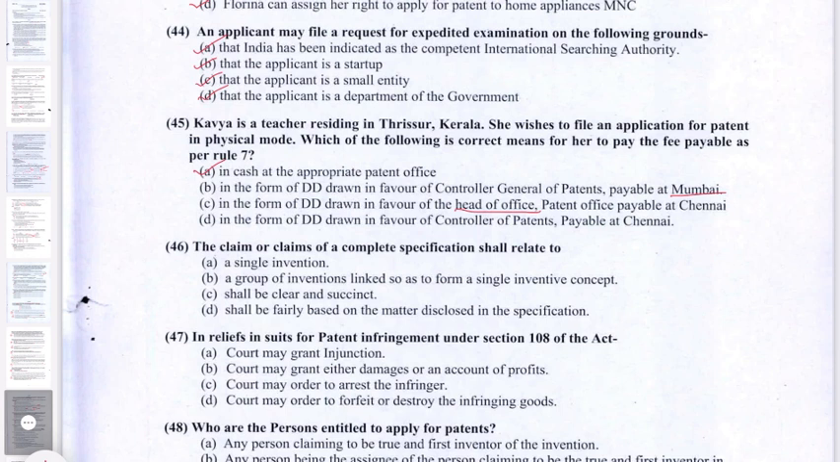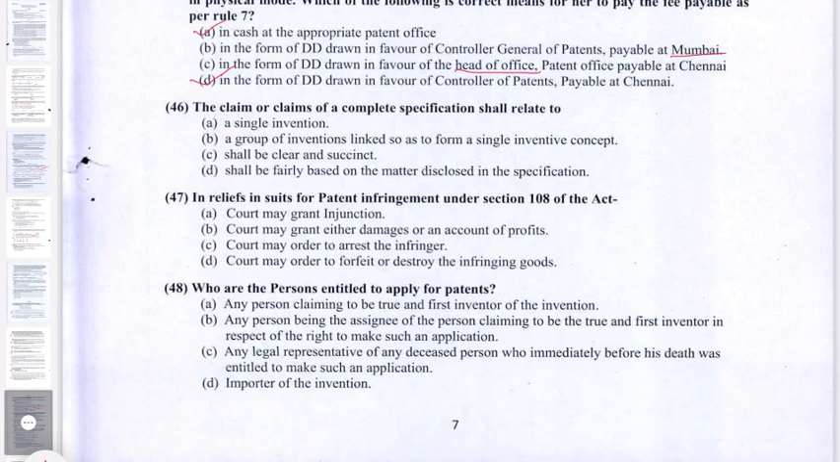Next question, the claim or claims of a complete specification shall relate to a single invention, a group of inventions linked so as to form a single inventive concept, shall be clear and succinct, shall be fairly based on the matter disclosed in the specification. So here all the options are correct.